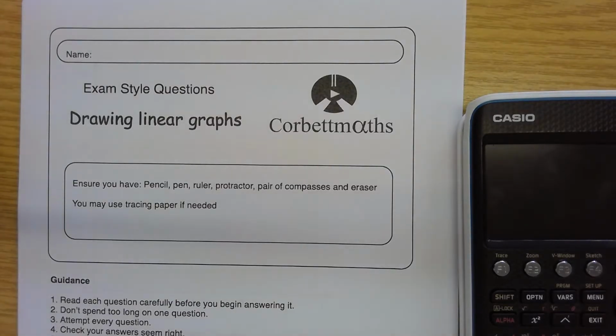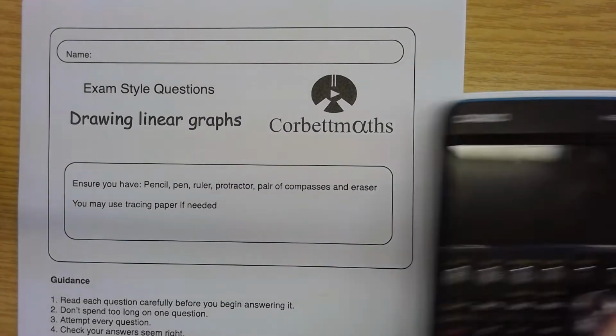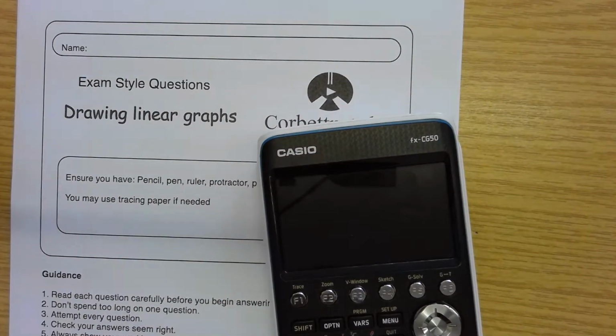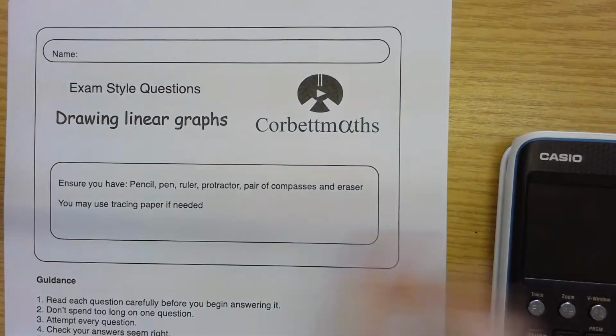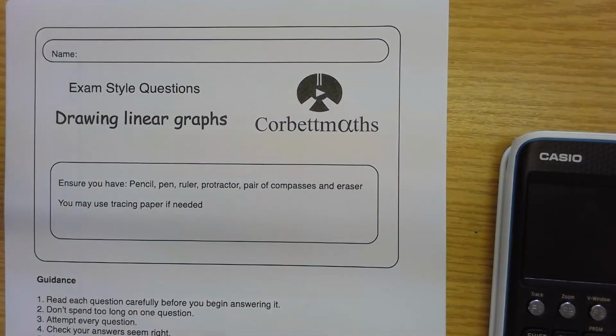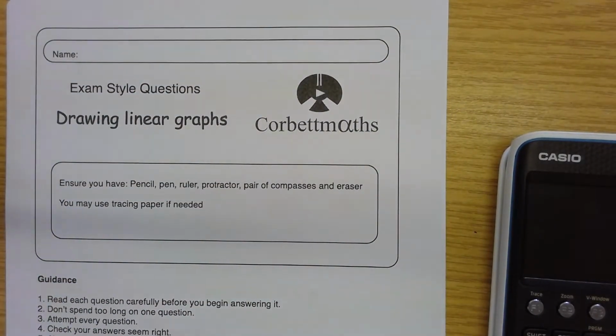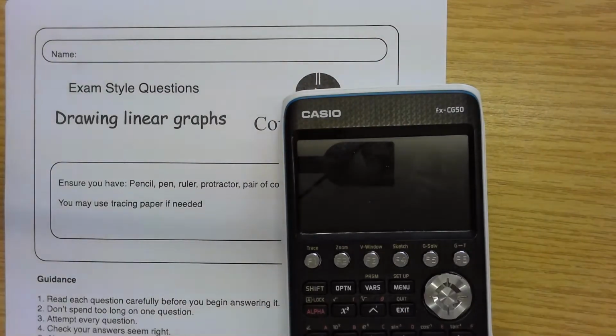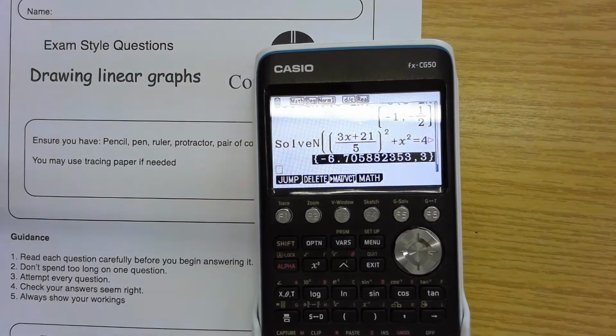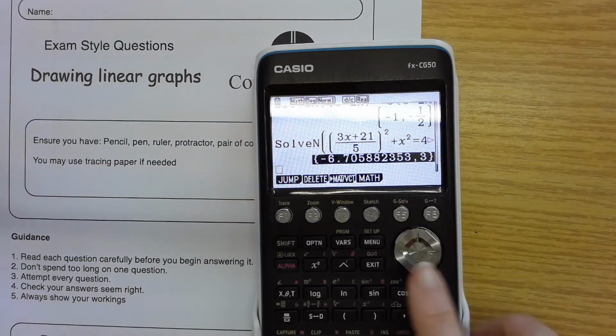Hi, in this video I'm going to be showing you for the first time sketching graphs. This is using the Casio fx-CG50 and I'm looking at questions from the Drawing Linear Graphs booklet from the Core Bit Maths website. Previously on this calculator, I've talked through that a little bit more in previous videos, and we've been used to using the run matrix option.